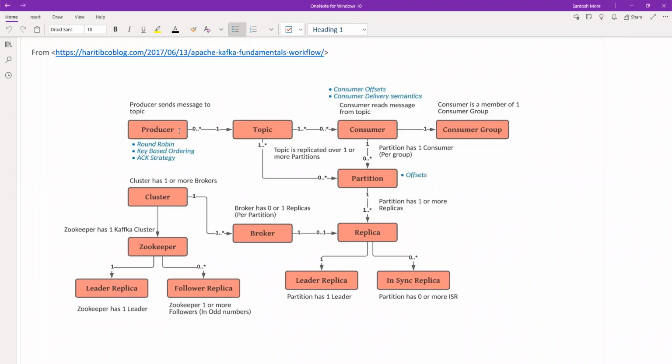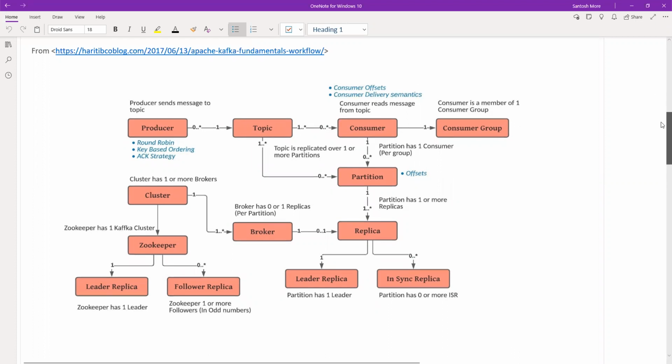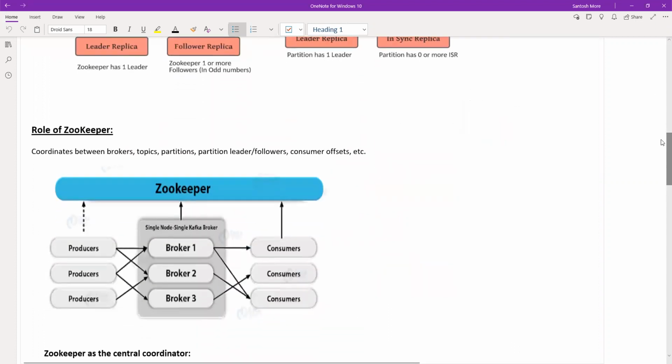So you won't have a Zookeeper at all in the new version. I'm not sure whether it is already implemented, so it is evolving. I think it's in three stages. The very oldest way was, and anyone can correct me, you have a Zookeeper, and you have all these brokers, 1, 2, 3, and all these producers and consumers.